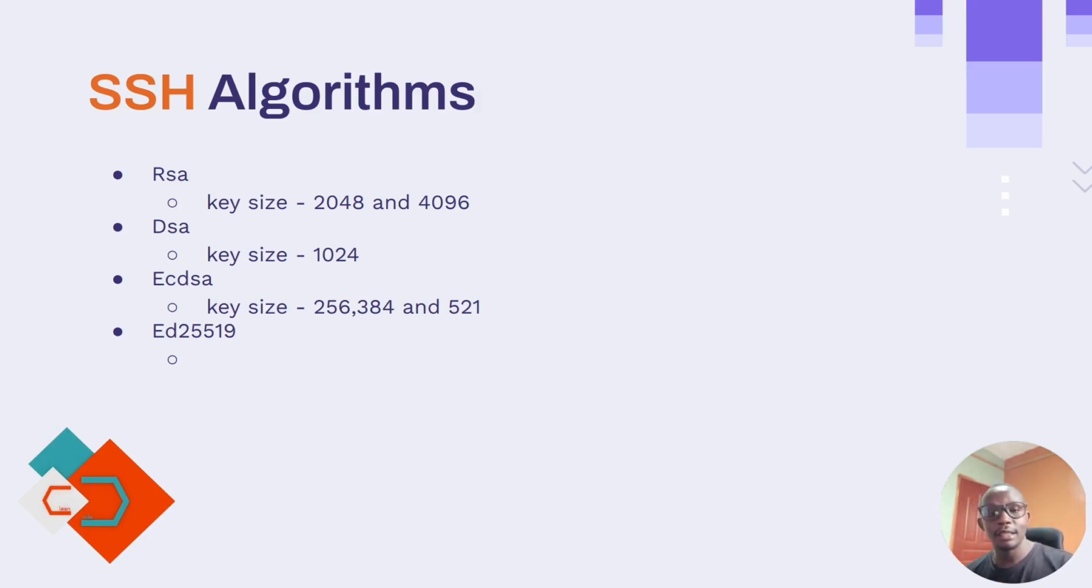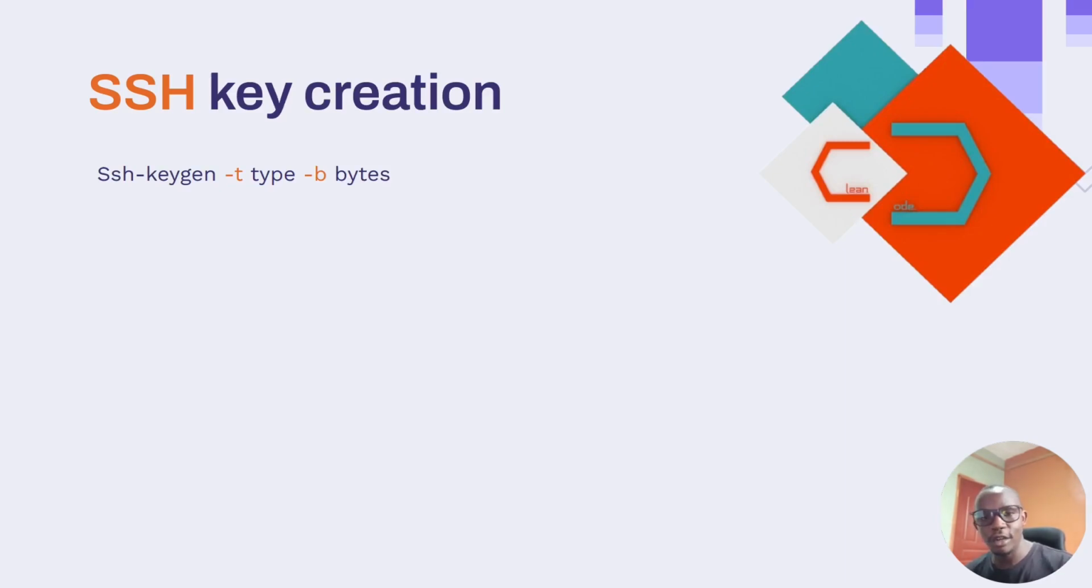Now, to generate these keys, we use the SSH Keygen command, followed by a type. Okay, now the type, we've seen that the type can either be RSA, DSA, ECDSA, or EC25519. Now for the byte size, we have seen that each algorithm has a corresponding key size. So for example, for RSA, the byte size can either be 2048 or 4096. For ECDSA, the byte size can either be 256, 384, or 521.